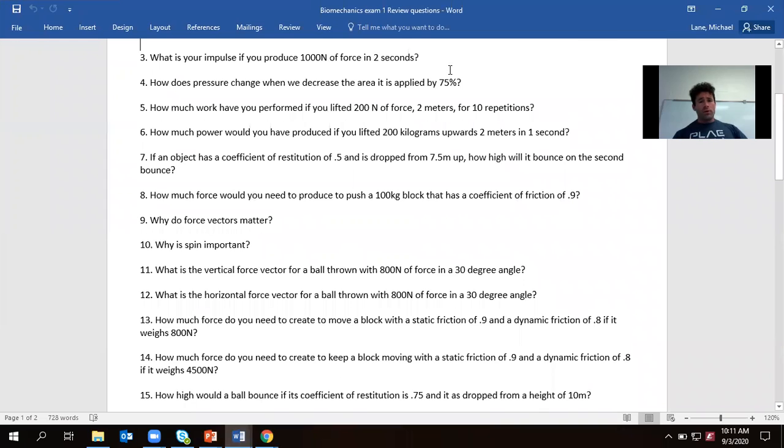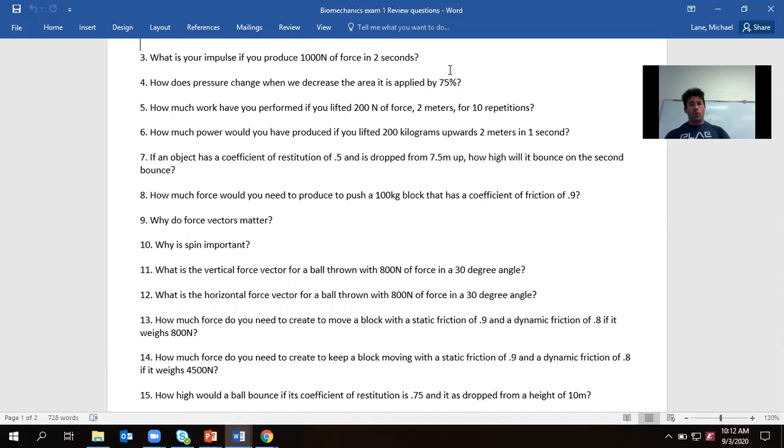how much work have you performed if you lift 200 newtons of force, 2 meters for 10 repetitions? This is a good thing to understand because it helps you understand the total amount of volume that you happen to be doing. Anytime we're doing any exercise, our muscles are obviously doing the work, and our joints and bones are having to transmit that force. So we need to have a good operating idea of how much work we happen to be performing.